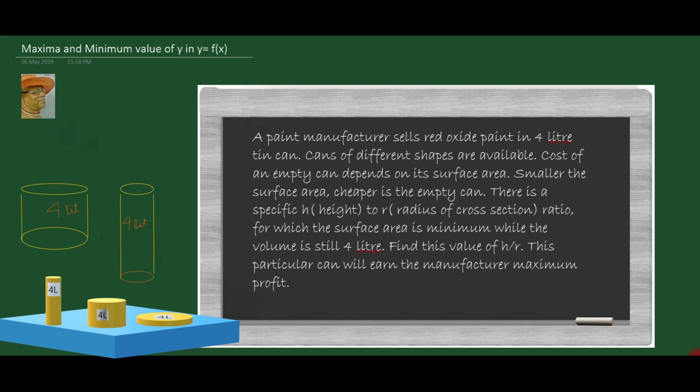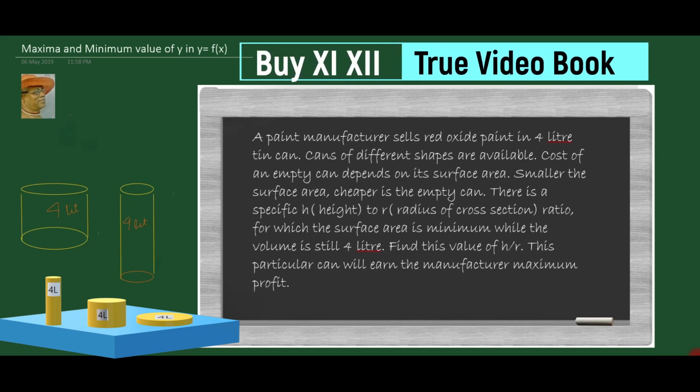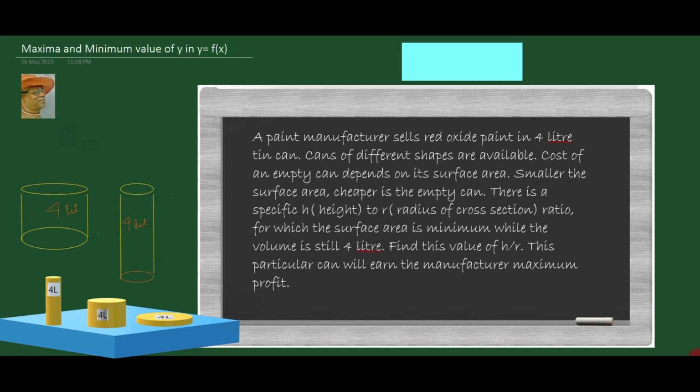The cost of paint is actually the cost of the material of the paint plus the cost of the can. You can earn more profit by a suitable selection of the shape of the can. The cost of the empty can depends on the surface area of the can, because the greater the surface area, the greater the material used to make the can. Hence, to reduce the cost of the can, you will choose such a shape that the surface area of the can becomes minimum.